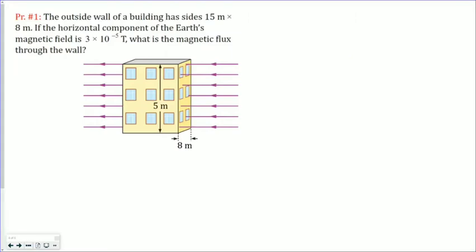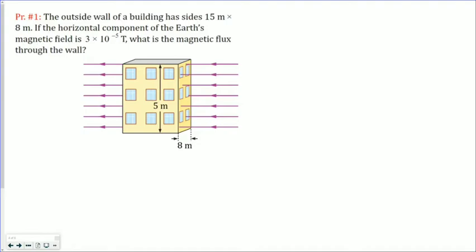So this is the first problem. We see a building, and through this building magnetic field lines of the Earth are passing, and we are asked to find the magnetic flux through the wall.